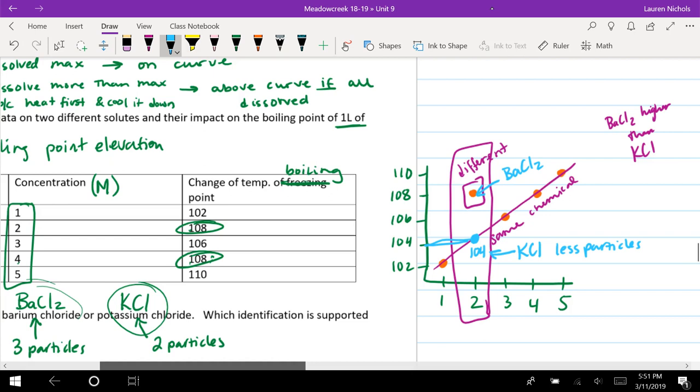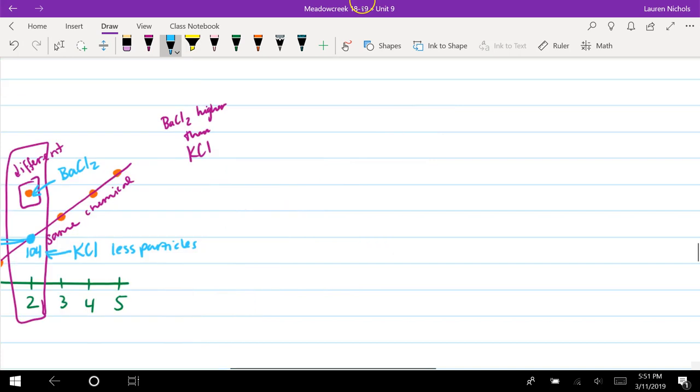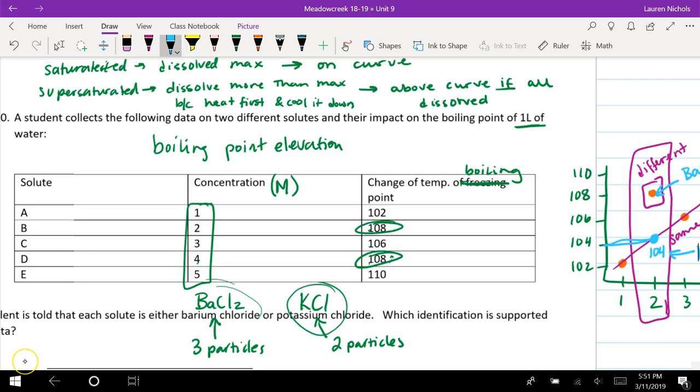I know that the others are all the same because they are kind of in that line, and barium chloride is off to the side. So if I'm trying to identify A, B, C, D, and E as my chemicals, I know that A is going to be KCl, B is barium chloride, and C, D, and E were all KCl, right? Like they were all together.